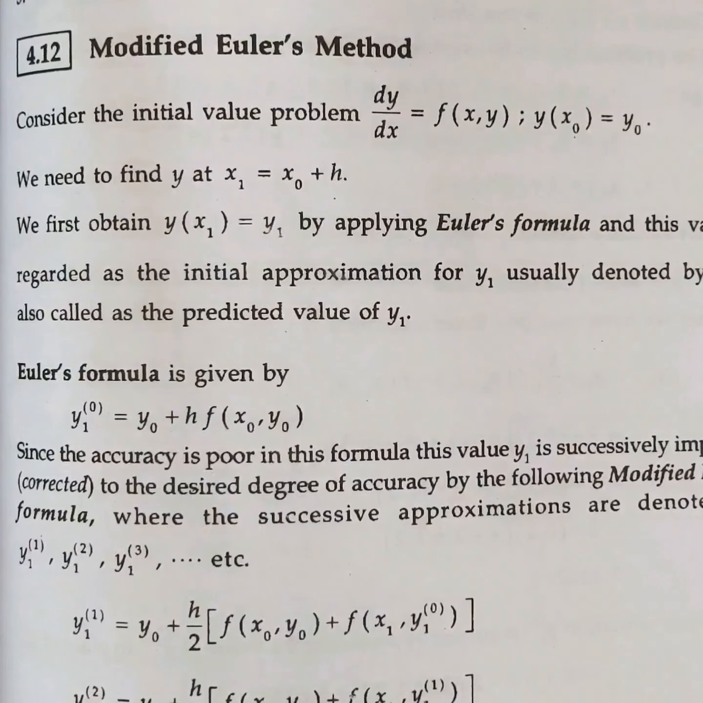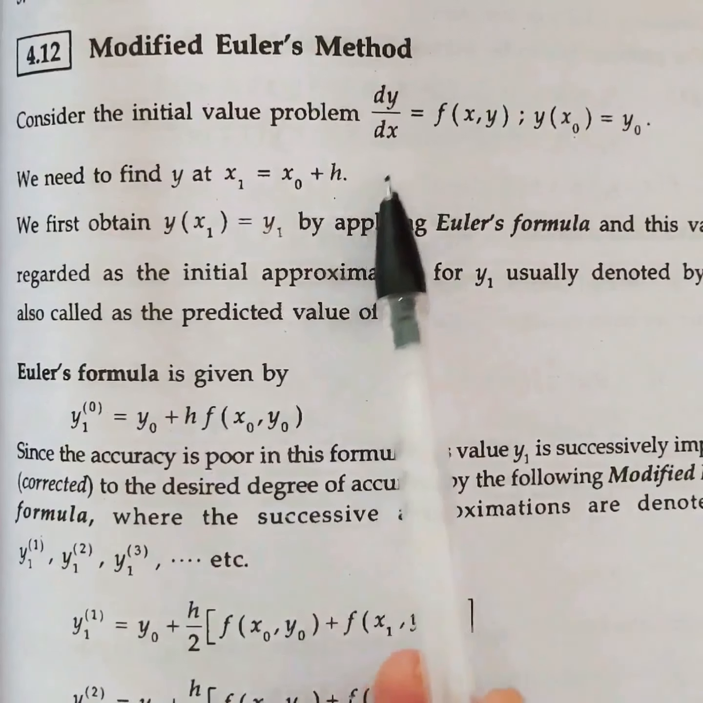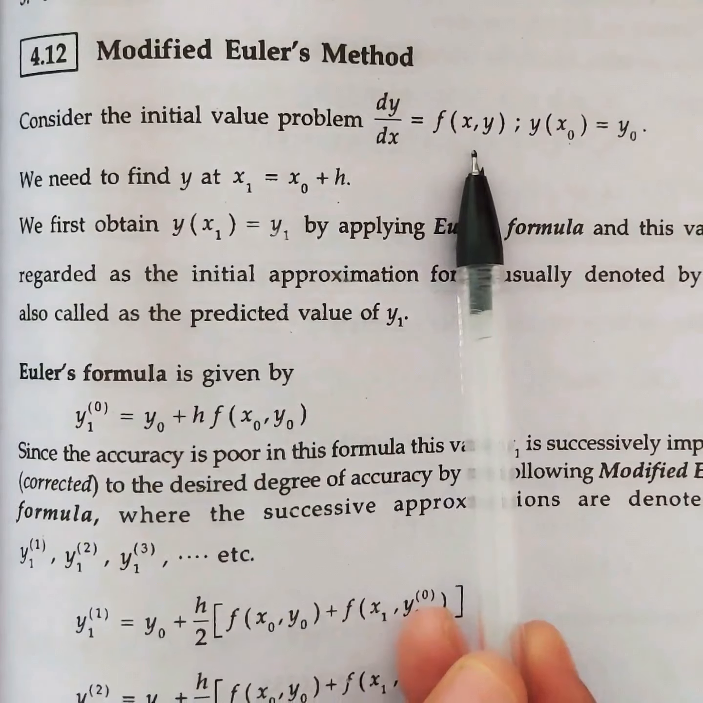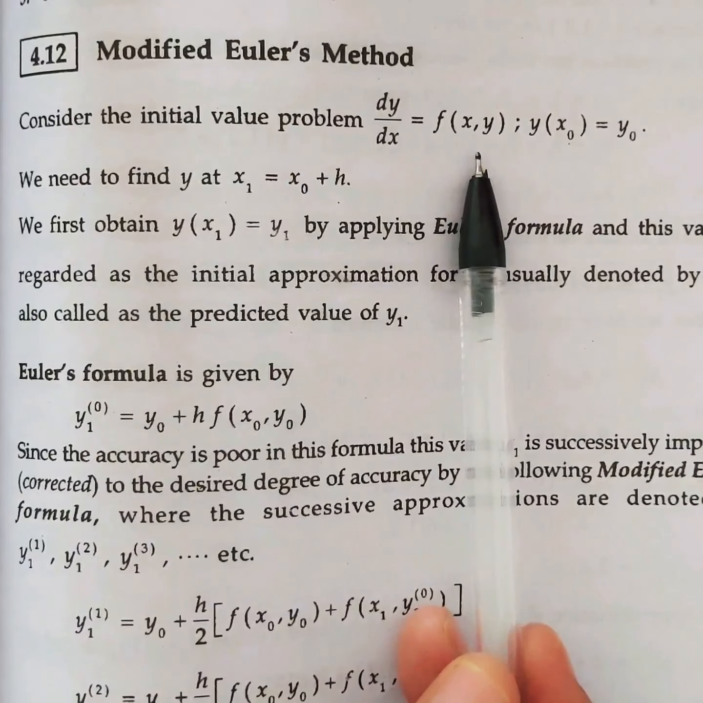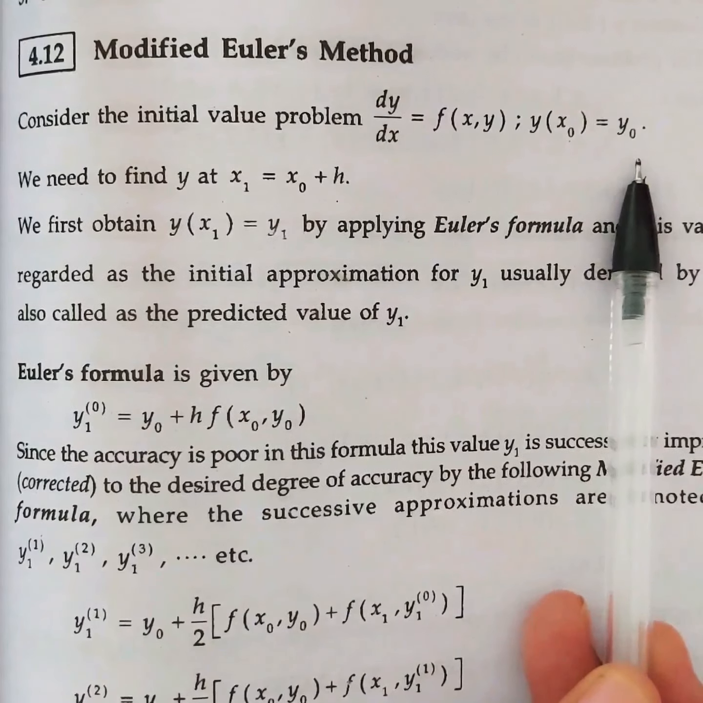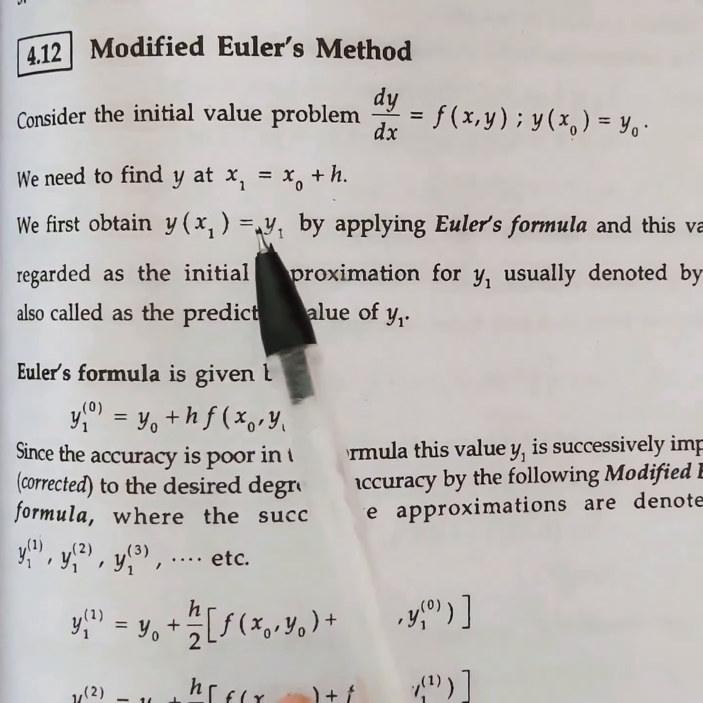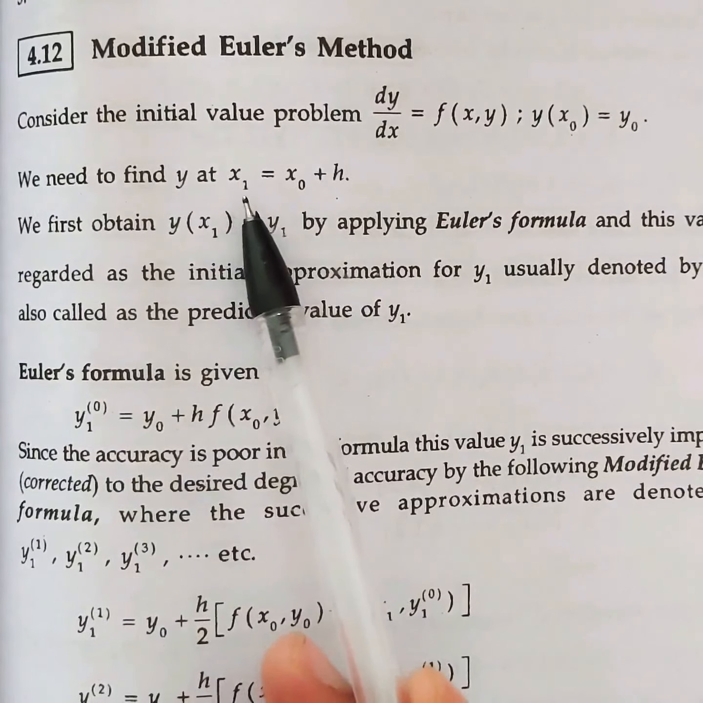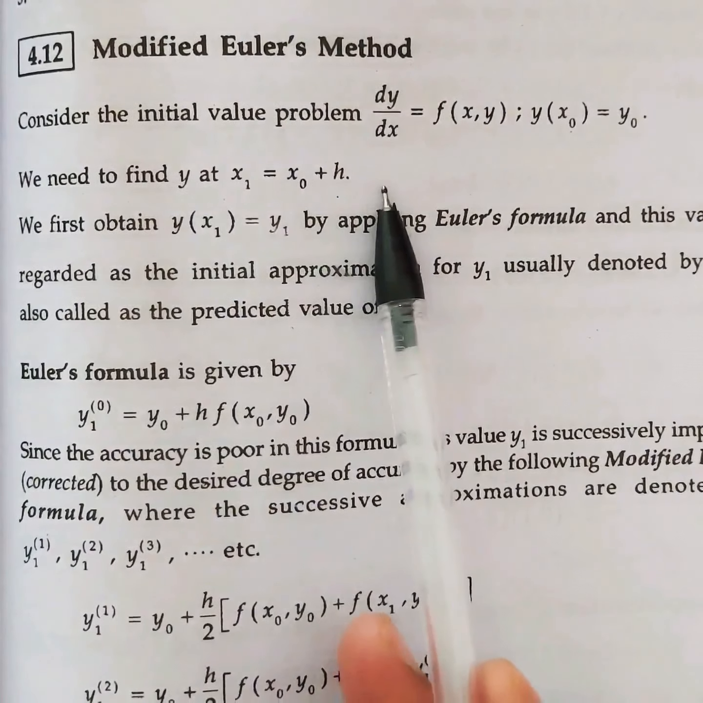Today let's see problems in modified Euler's method. Consider an initial value problem, say dy by dx is equal to f of x comma y, with the initial values given, that is y of x naught is equal to y naught. So now we have to find y at the particular point x1. This x1 is nothing but x naught plus h.